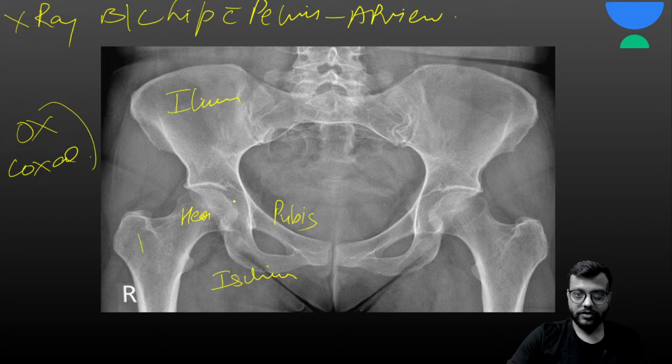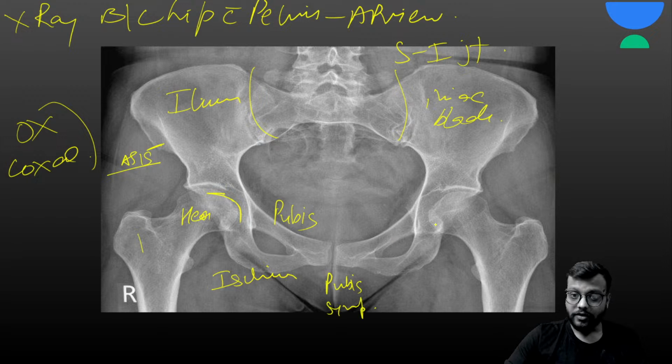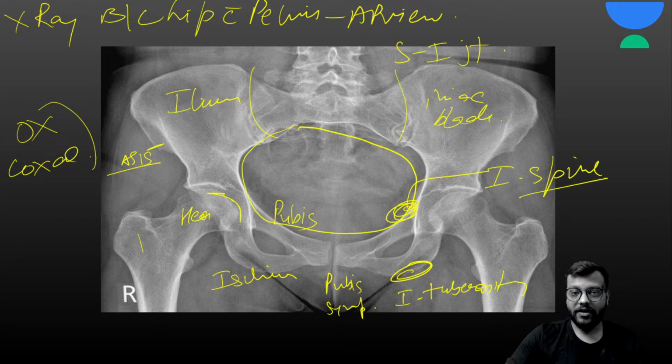Okay, here this is your anterior superior iliac spine, that is ASIS. These are your sacroiliac joints. This is your iliac blade or the iliac wing. Now this is your pubic symphysis, very important. Now this is your ischial tuberosity, and here there will be your ischial spine. This is your pelvic inlet or the pelvic ring.